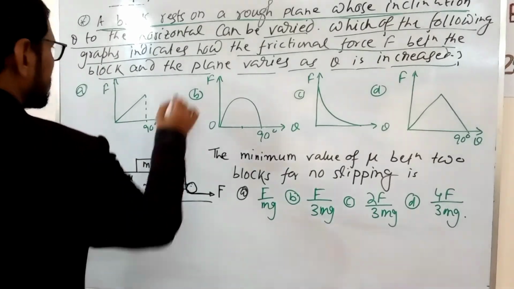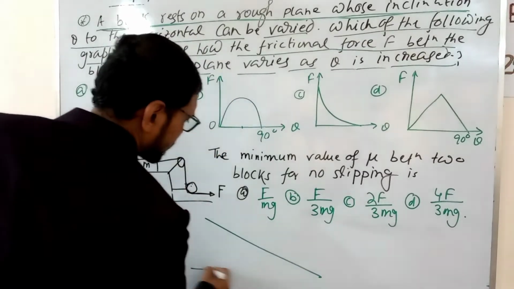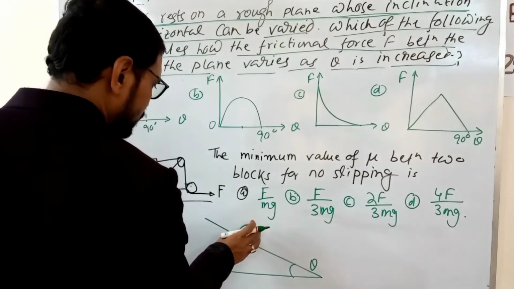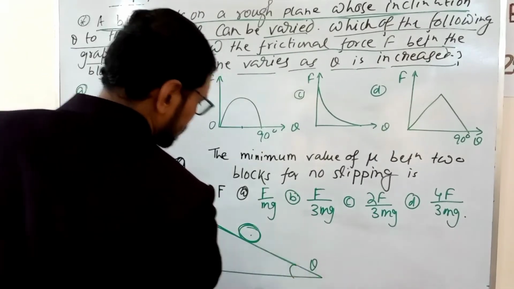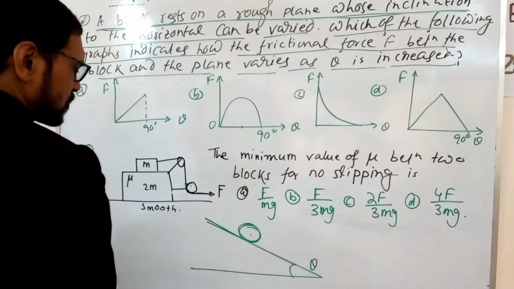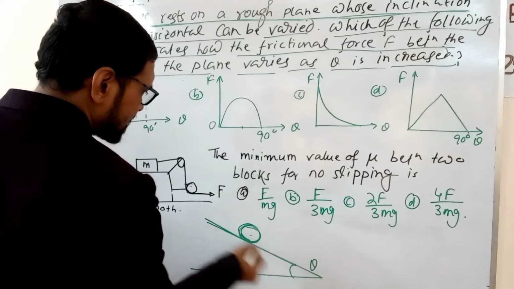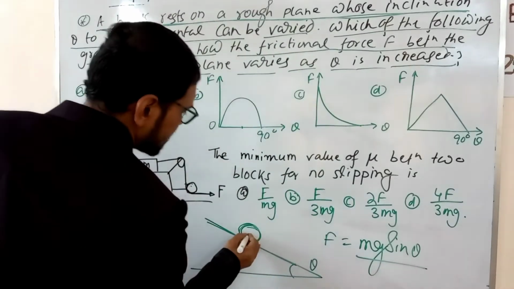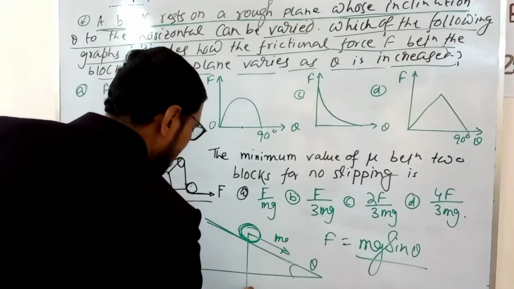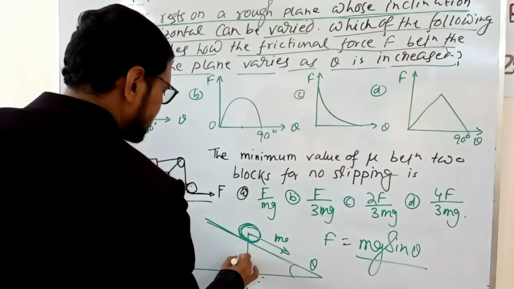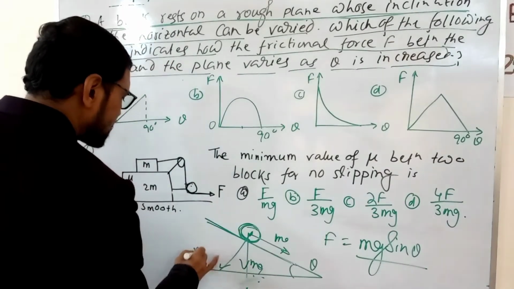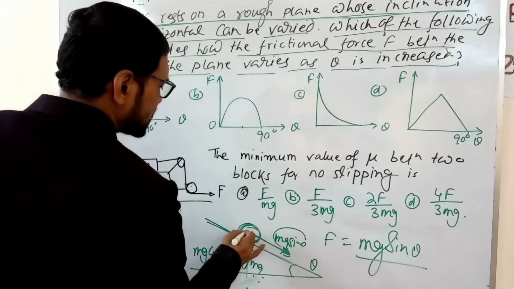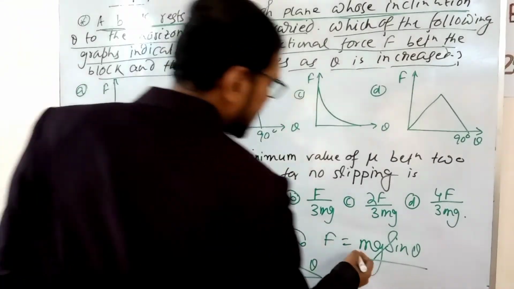Now the solution of this problem: what is the force acting on a block placed on an inclined plane? We know the force is mg sin theta, because mg acts in this direction. In this direction is mg cos theta, and in this direction mg sin theta. Now the net force along the inclined plane is mg sin theta.